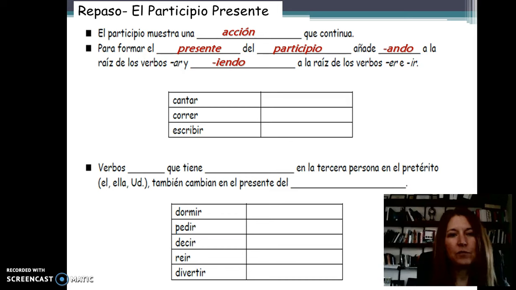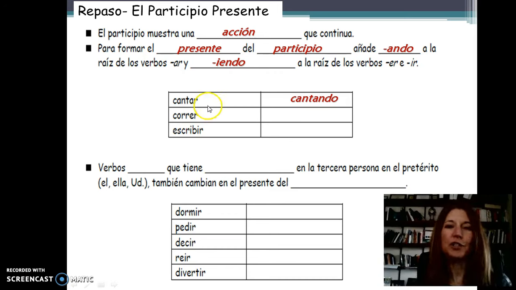As you can see right here in this chart, the verb cantar is an AR verb. So which ending would we use? Would we use the yendo or would we use the ando? Well, since it's an AR verb, we're going to use the ando. And we get cantando. So go ahead and write that into your grid.